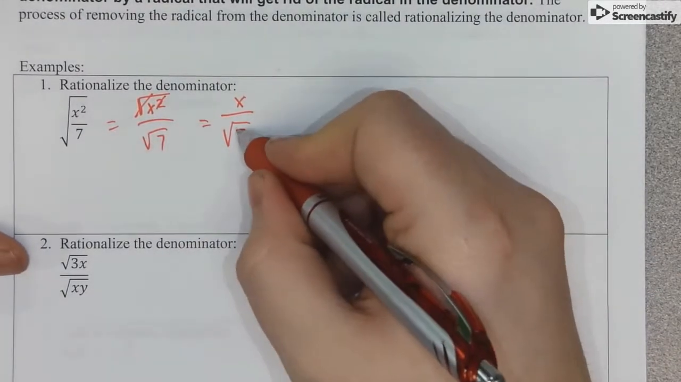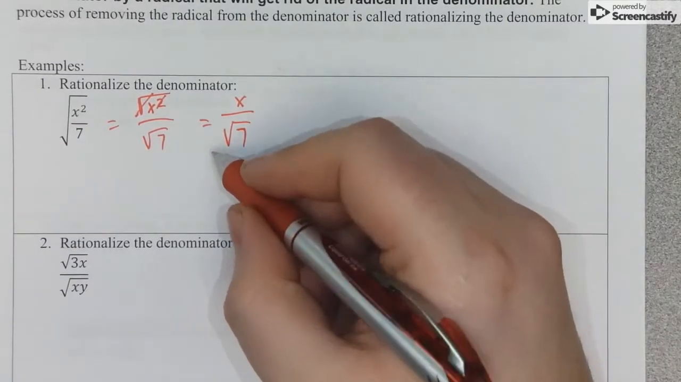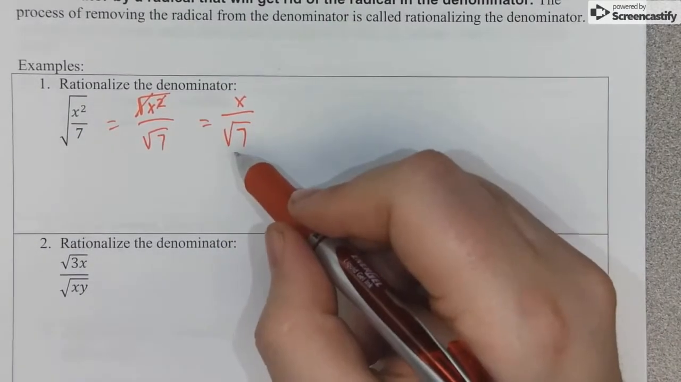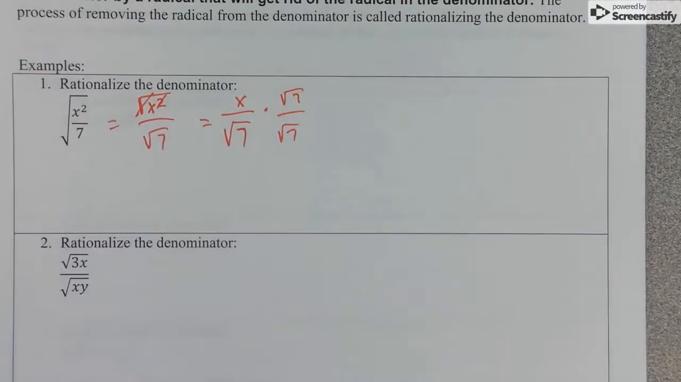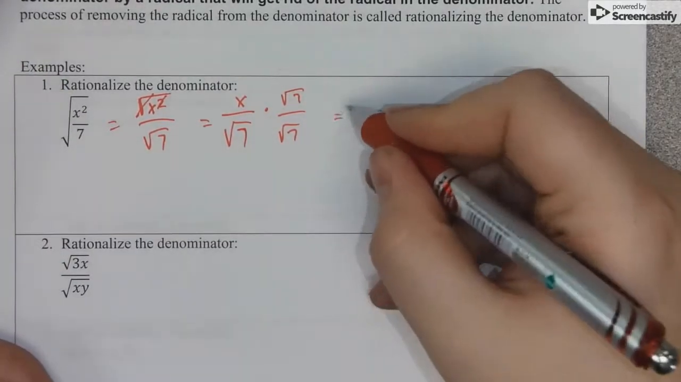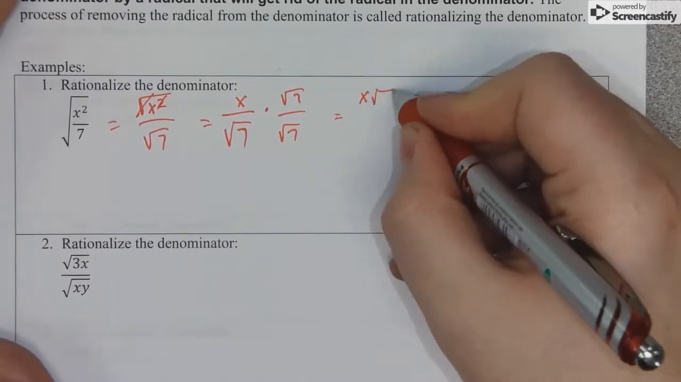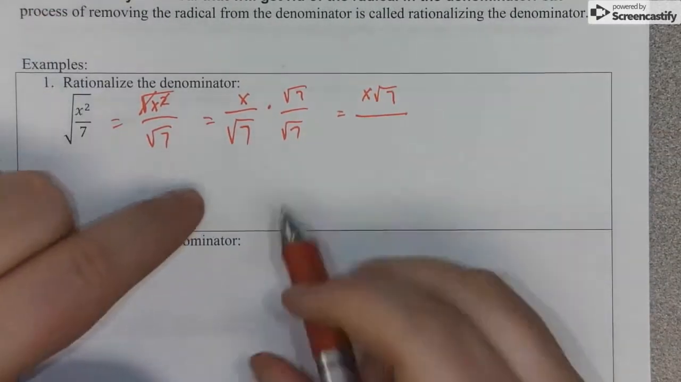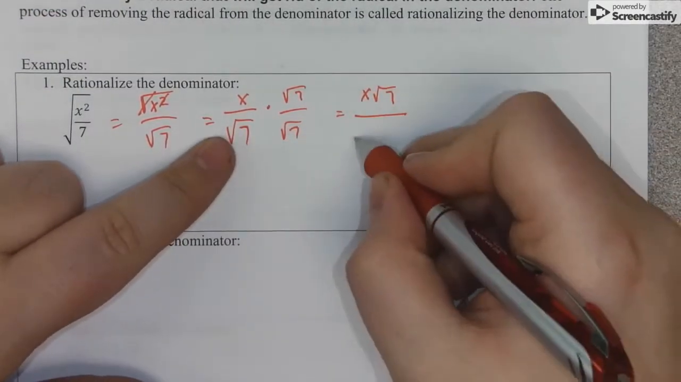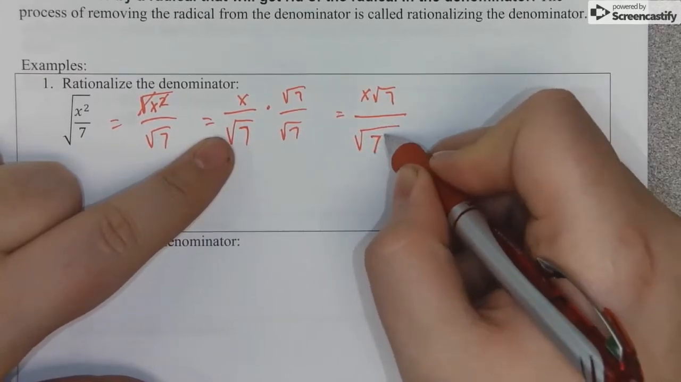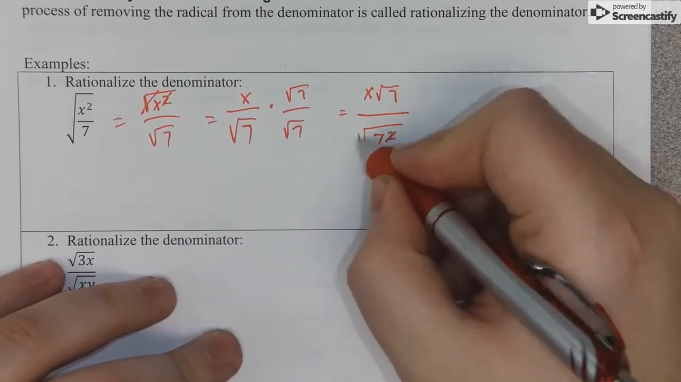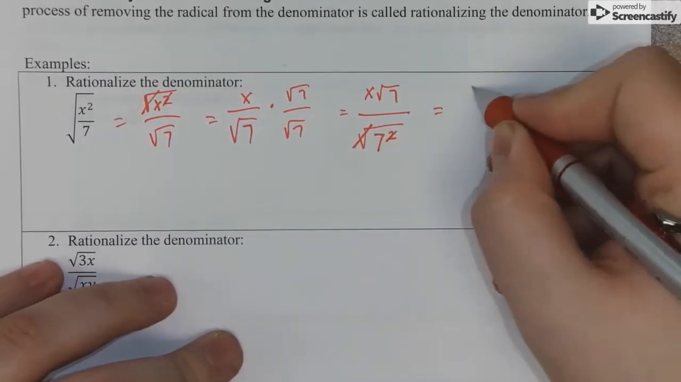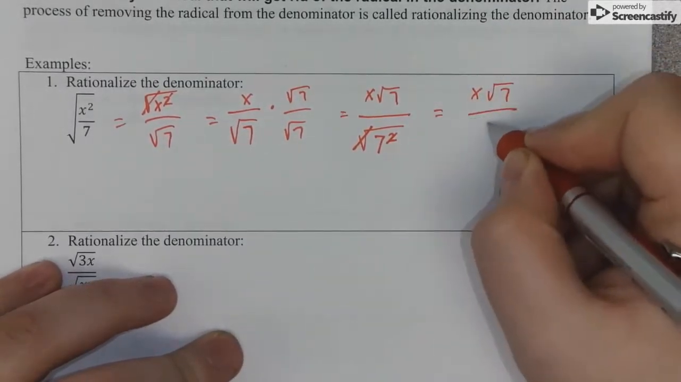And if I want to get rid of the square root down there, I would multiply by the square root of 7 over square root of 7. Because what that gives me is, on the numerator, x times square root of 7 over, what is 7 times 7? It's 7 squared, right? So this square and the square root cancel. So this is x square root of 7 over 7.